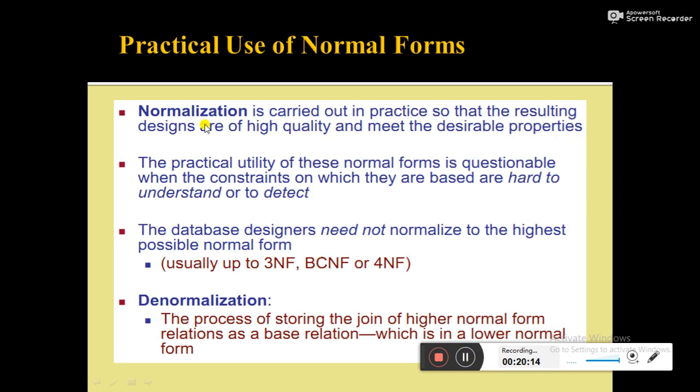And as I have already told, normalization is carried out in practice, that is, while designing a relational database in real life, so that the resulting design, the resulting relations or tables, are of high quality and meet the desirable properties, and so that we can store and retrieve the data in a database in an efficient manner. Broadly, the objective of normalization is to reduce the data redundancy as well as reduce the defined kinds of anomalies which may be present in any relational database.